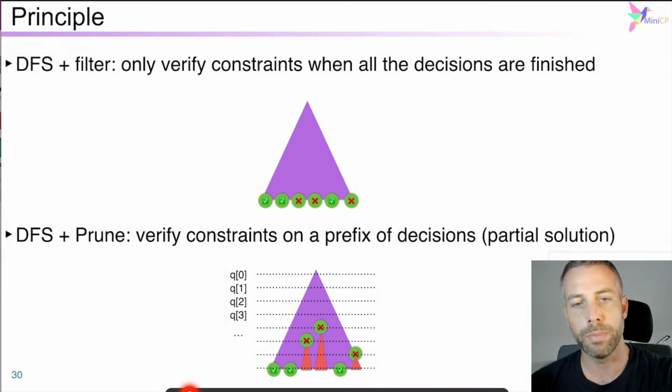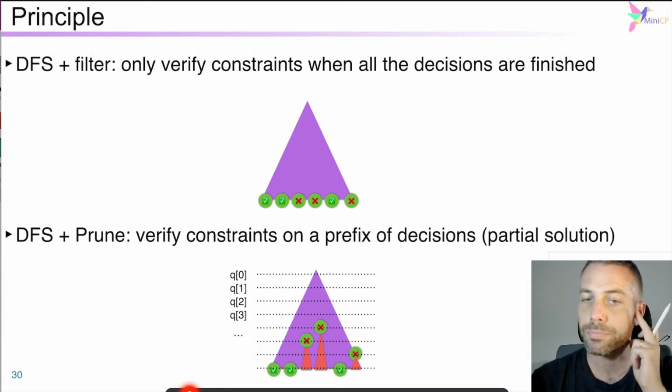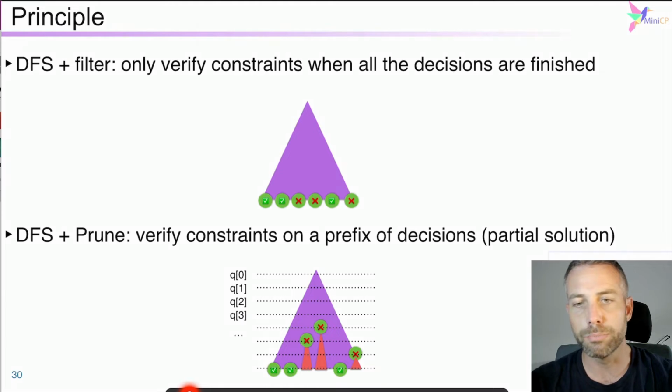So, for instance, we might detect that as soon as we assign the queen number 4 here, we detect a failure here. We detect that it's not feasible because it's already violating some constraints between queen number 4 and the previous queens that we have decided before. Okay, so that's really an improvement over the previous approach. And the implementation is not really more difficult to do.